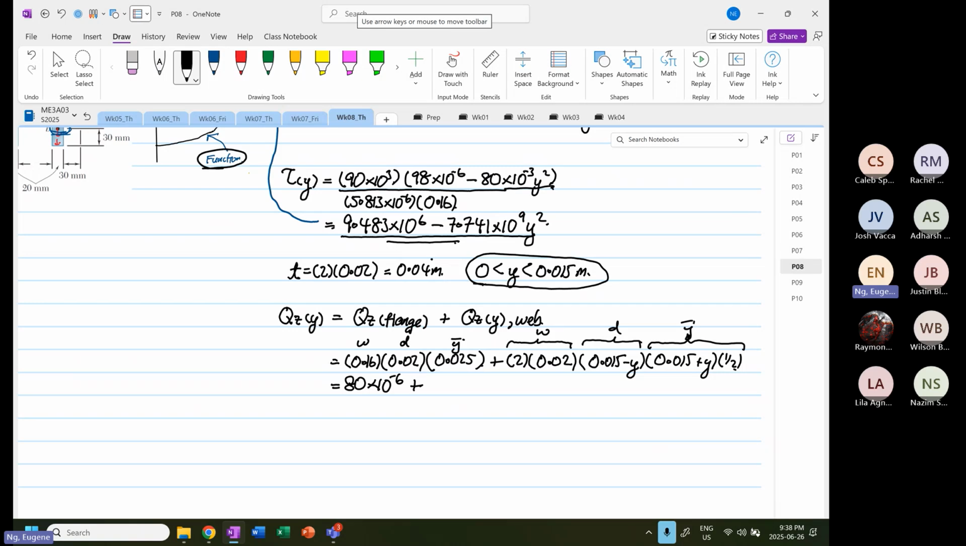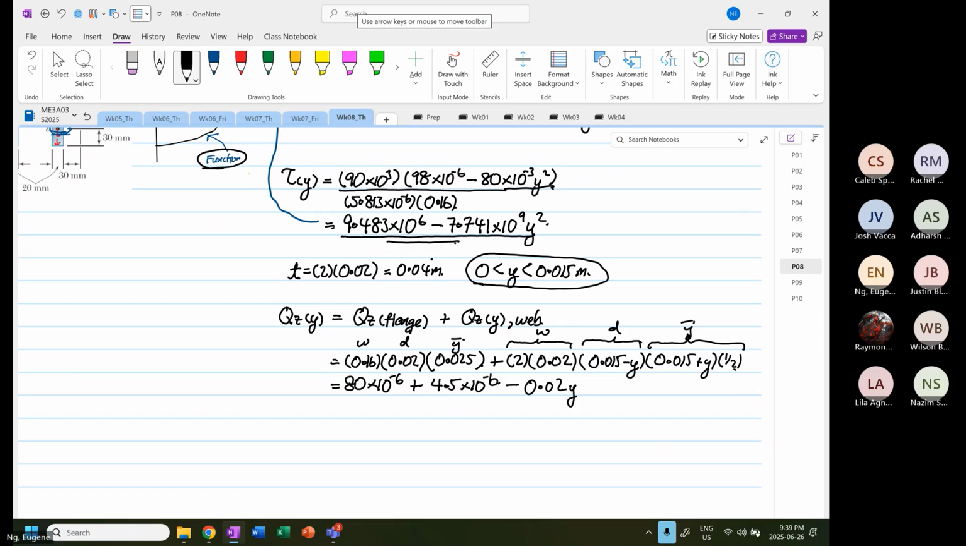y bar or the Q, so 2 times 0.02 times 0.015 times 0.015 divided by 2 is equal to 4.5 times 10 to the power minus 6. Let me do it again. 2 times 0.02 times 0.015 squared divided by 2. Yep, it's correct. And then minus 2 times 0.02 divided by 2 is equal to 0.02.